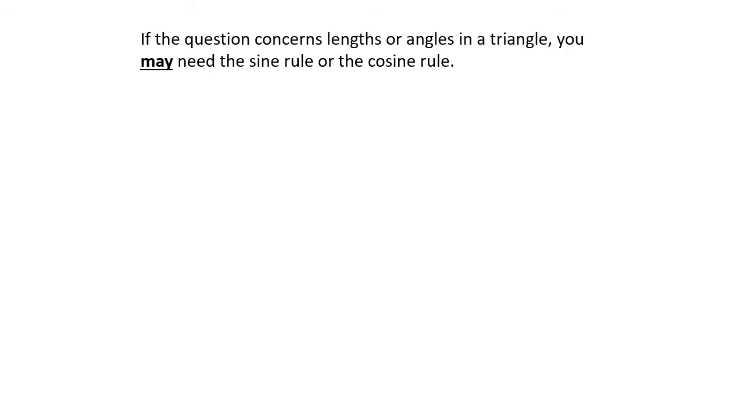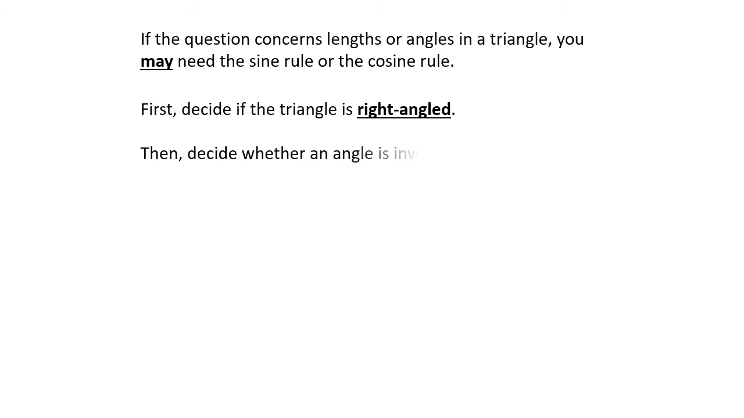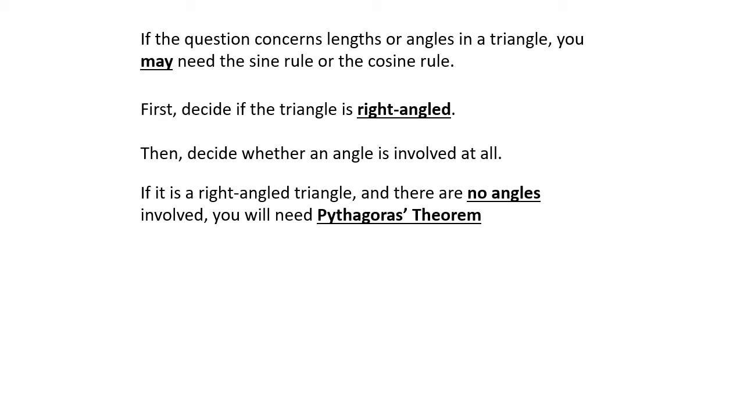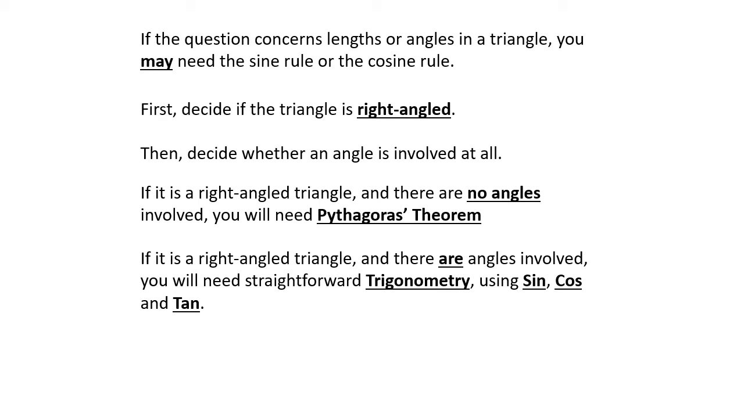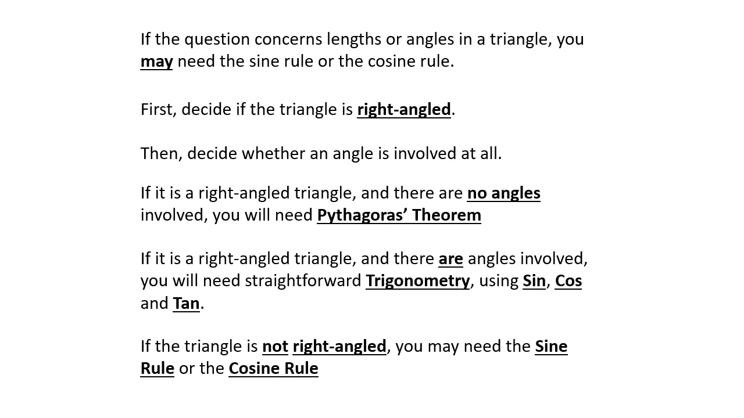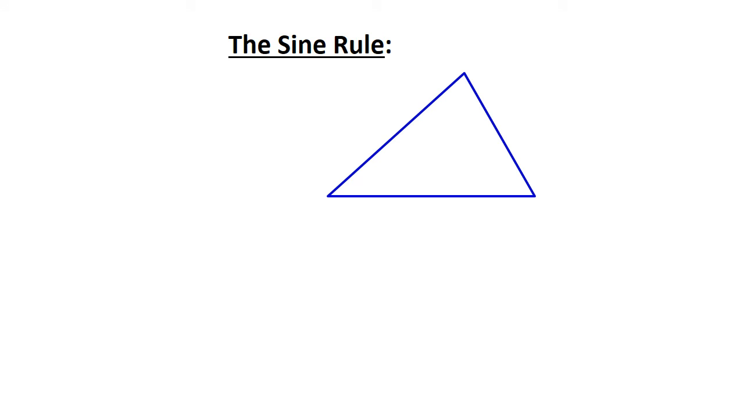If the question concerns lengths or angles in a triangle, you may need to use the sine or cosine rule. I've got a quick cheat sheet to always use when going through it, and it's still something which runs through my head from when I was at school. If it's a right angle triangle and there are no angles involved, it's Pythag. If it's a right angle triangle and there are angles involved, it's normal trigonometry: sine, cos, tan, that sort of thing. If the triangle is not right angled, you'll need the sine or the cosine rule.